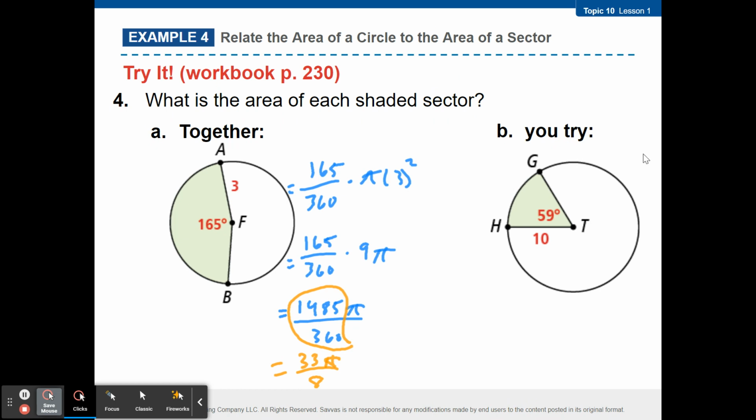All right. Who has the answer for me? Tony? Very good. 295 pi over 18. Does anybody need to see this? Okay. Let's move on then.